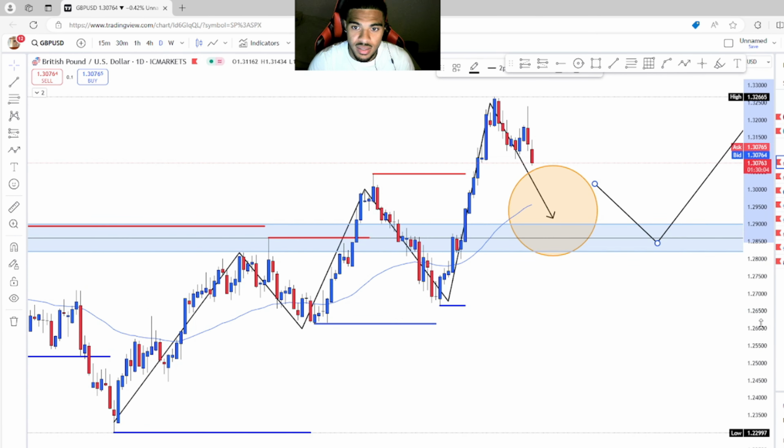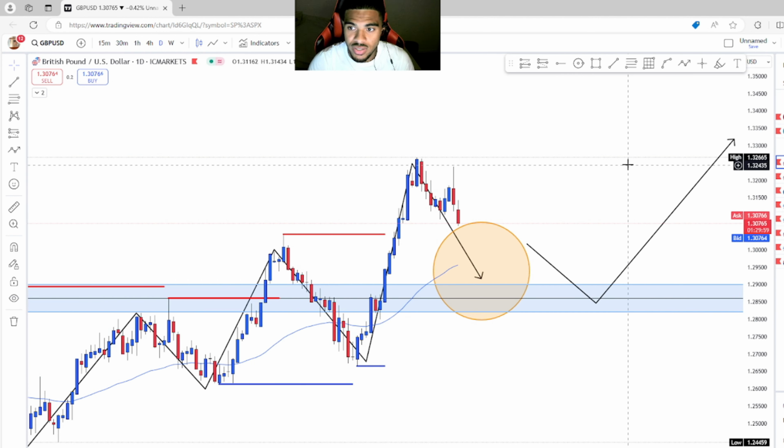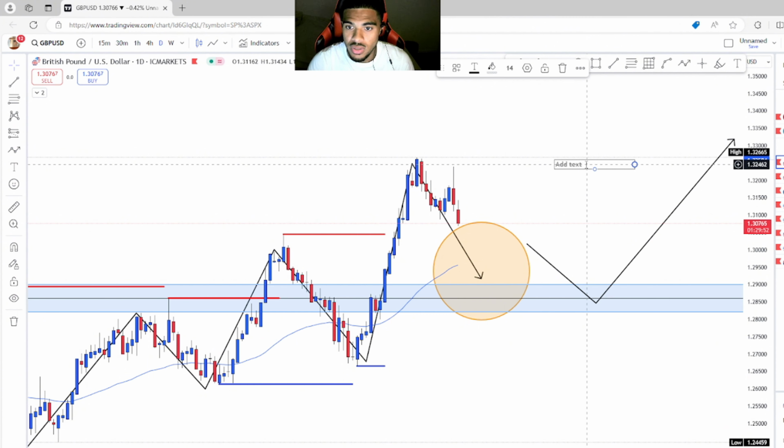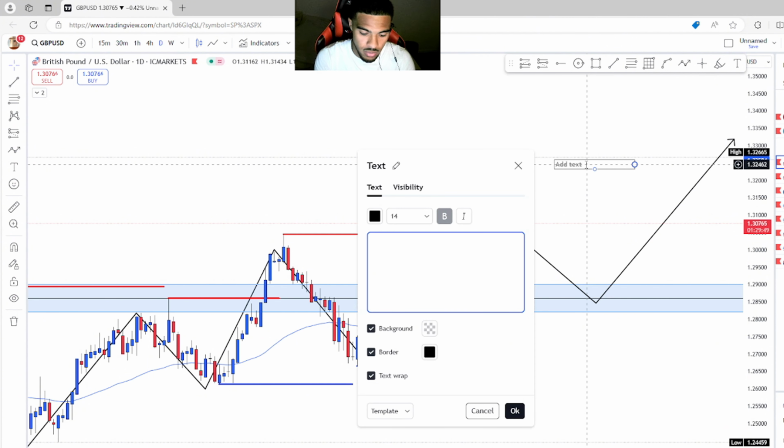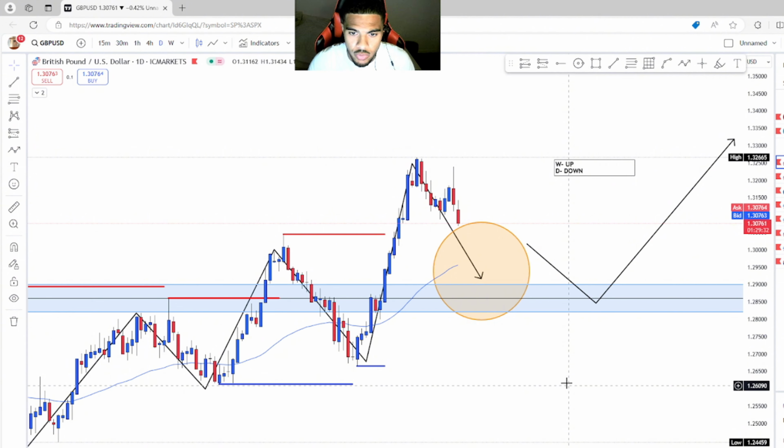Same thing with the daily. We have just broken structure here to the downside, so we're bearish on the daily, bullish on the weekly. What I usually do is put some text here. For example, weekly down. Sorry, weekly was up. Daily, we're down. So the weekly we're up, daily we're down, since we've just broken this level just here.